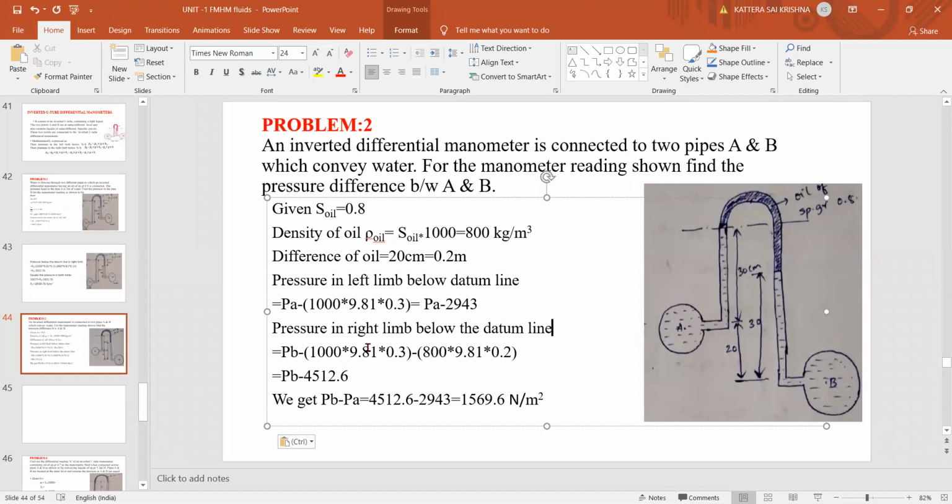Please, in the exam, you don't write the values directly like this. Right here, write PB minus rho 1 g h1 minus rho 2 g h2. In that way, you write. If I write all the values here, rho 1, g, h1, everything, it will take more time for me, so that's why I'm directly showing the values here. Please write that also in front of this: PA minus rho g h1. In that way, you write.